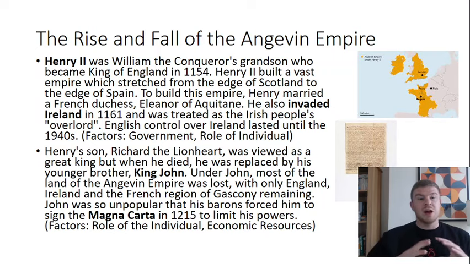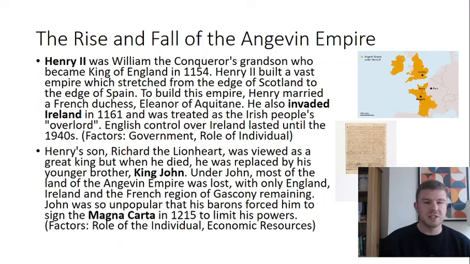So that's how the Angevin Empire, as we can see, it's the yellow bits on our right-hand side, that's how it was built. And it was under Henry II's son, King John, that everything began to collapse. So his eldest son, Richard the Lionheart, was viewed as a great king, but when he died, King John, Richard's brother, replaced him. And under John, the Angevin Empire was lost.